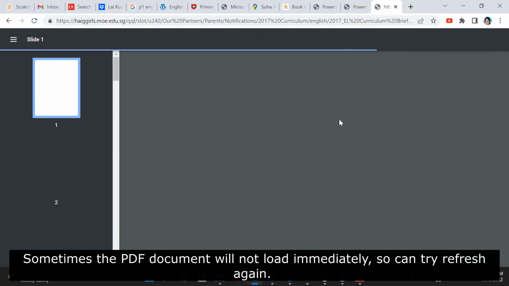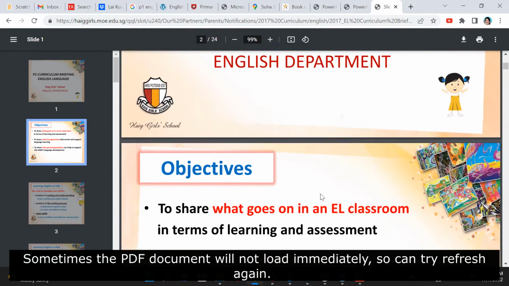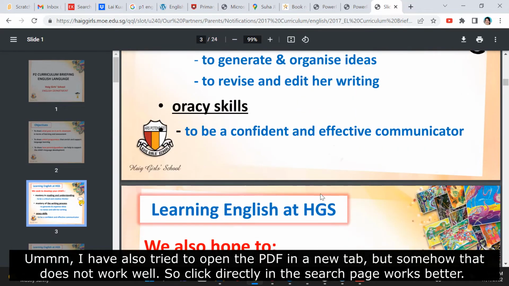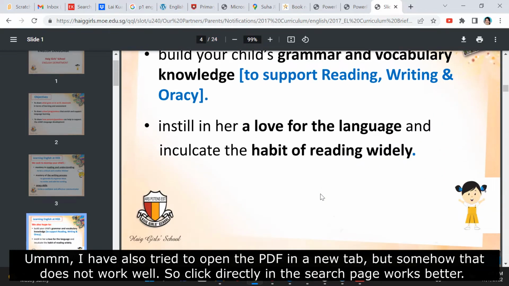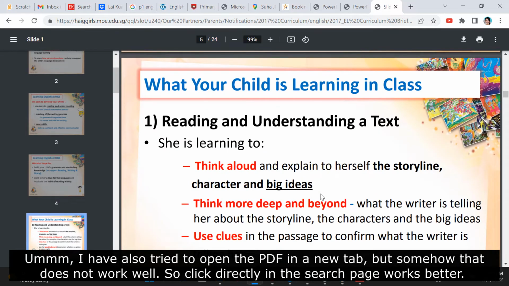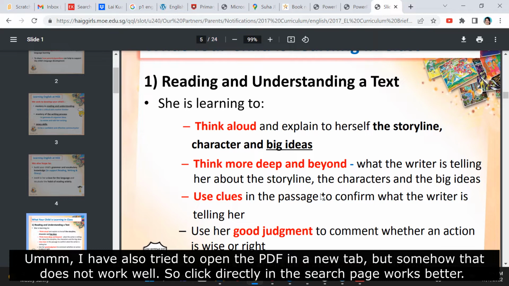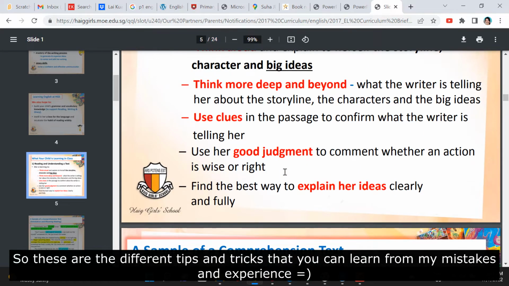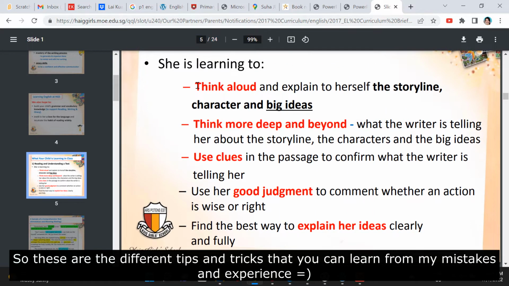Sometimes the PDF will not load immediately, so you can try to refresh again. I have also tried, sometimes if you open in a new tab, it doesn't work so well. So just click directly in that, the search page may work better. So these are the different tips and tricks that you can learn from my experience, learn from my mistakes as well.